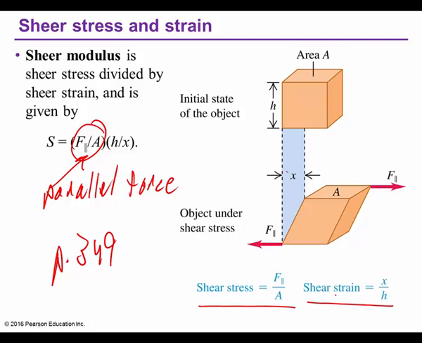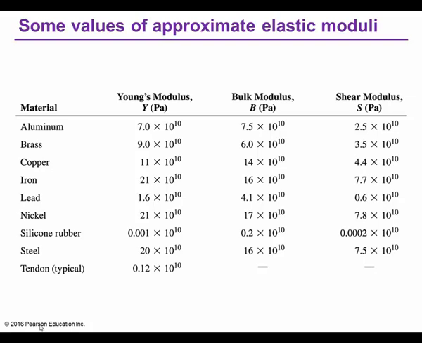That would be like the width of the blade divided by the height of the blade if it was scissors. Okay? And again, the units are Pa. And there are your values. That's on page, what did I say? Page 349. Yeah, 349.